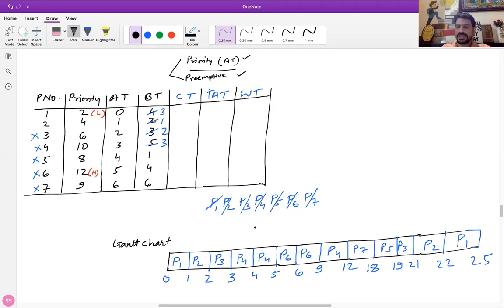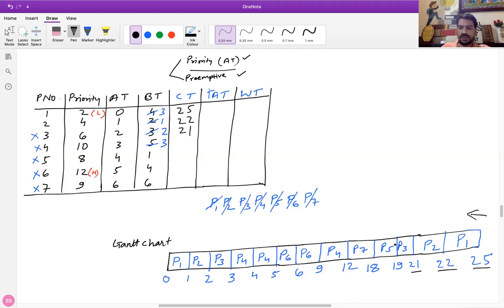Let's talk about the completion time for all the processes. We have to find out the completion time of P1. We'll start from the left-hand side and start scanning. We find P1 at its first occurrence, and the completion time is 25. Now for P2, the completion time is 22. For P3, the completion time is 21.